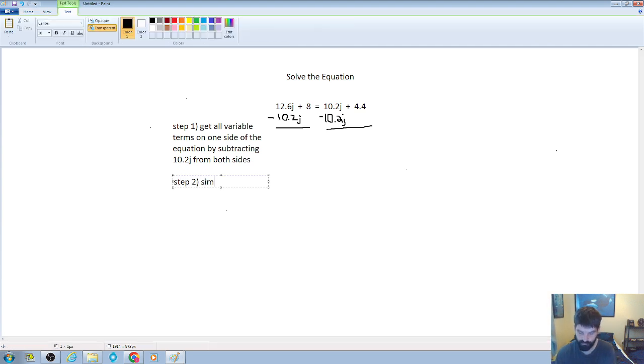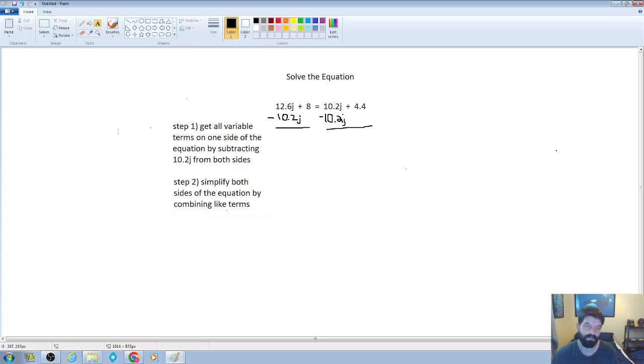And then in my next step, I'm going to simplify both sides of the equation by combining like terms. On the left side, we get 12.6j minus 10.2j, which gives us 2.4j.